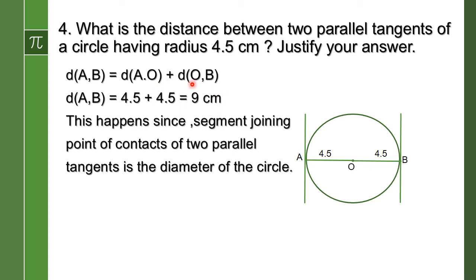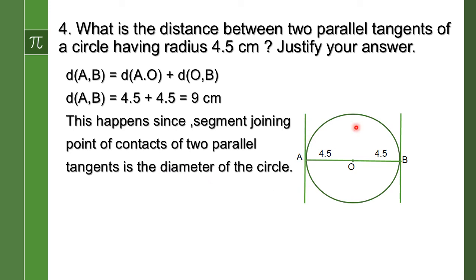But one more thing we can mention over here. In this particular problem, we are using the fact that we saw in the second solved example, which we discussed in the previous video. Just before starting the practice set 3.1, we did the tangent segment theorem and we discussed a few solved examples. In one of the examples we found this fact, which I have written in words over here. This happens since the segment joining the points of contact of two parallel tangents is the diameter of the circle.